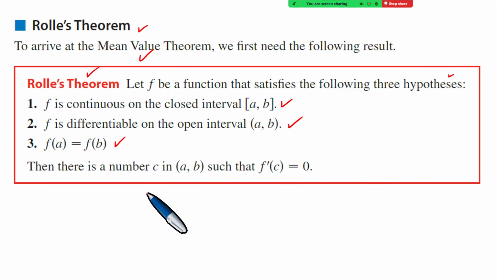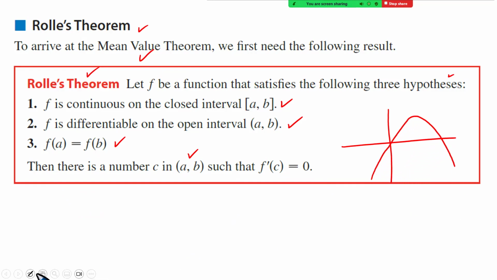Third point, f of a equals f of b. Yes, f of a equals f of b. What is the meaning of this? Then, if these hypotheses are satisfied, there is a number c in the open interval. Like in the case of the mean value theorem, this number c exists, such that f prime of c is equal to zero. This is a very interesting result. We shall look at its applications, but it is telling us something very profound. Here is a function, and we can draw a rough sketch of it. This function is a very interesting one. Suppose you have a function that does this kind of stuff.